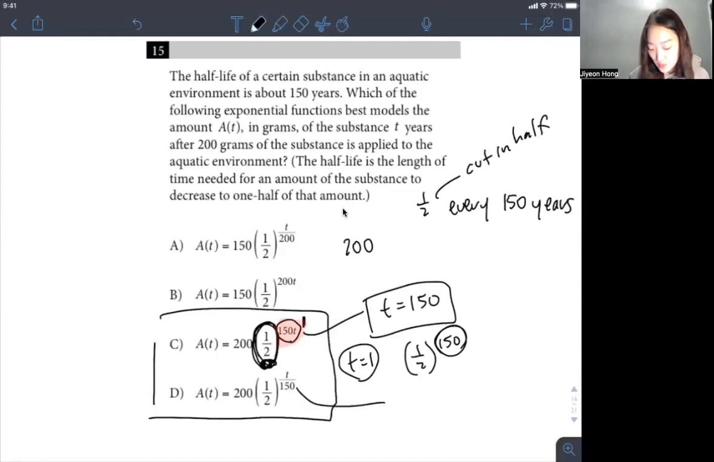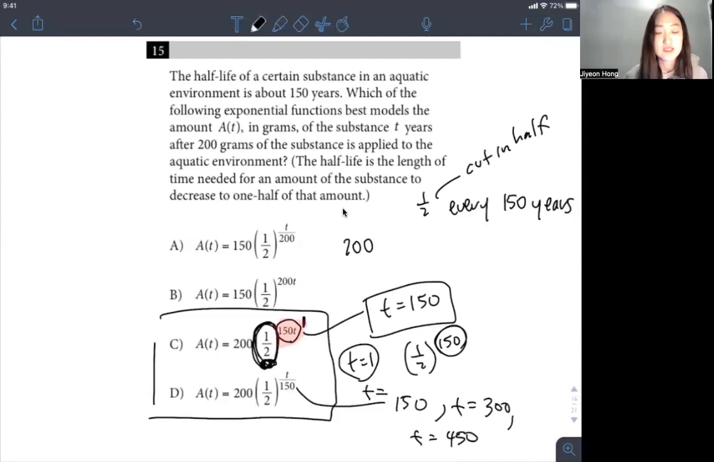Essentially, when t is equal to 150, it halves one time. When t equals 300, it halves a second time. When t equals 450, it halves a third time. So every 150 years, the half is happening.